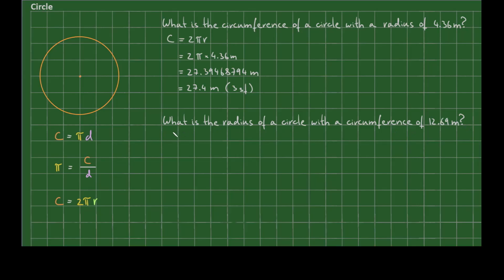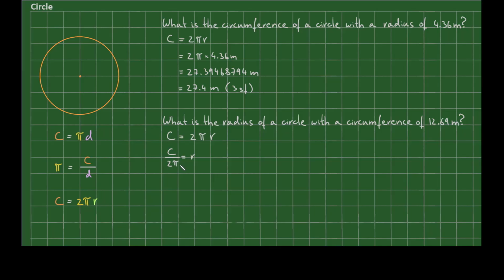Once again, I'm going to start by writing the formula. As it stands now, the formula solves for the circumference. But I want to solve for the radius, which means I need to do some quick transposing to make r the subject. I need to divide both sides by 2 pi. Here we go. Radius equals circumference divided by 2 pi.